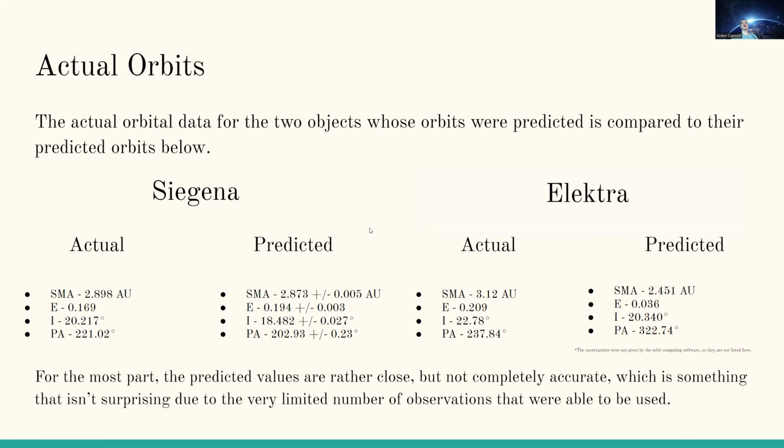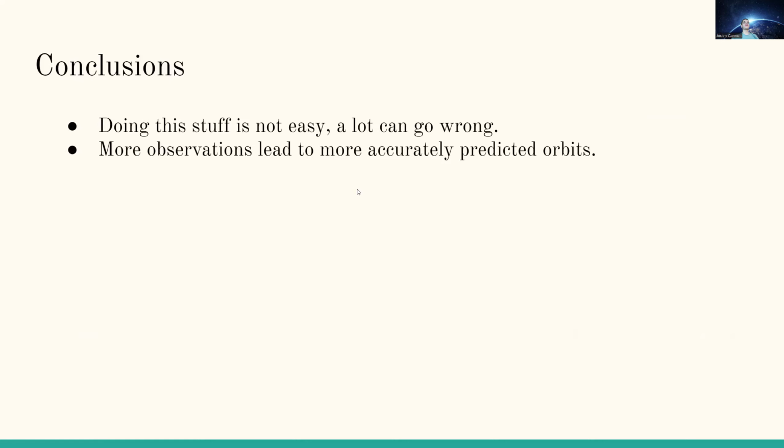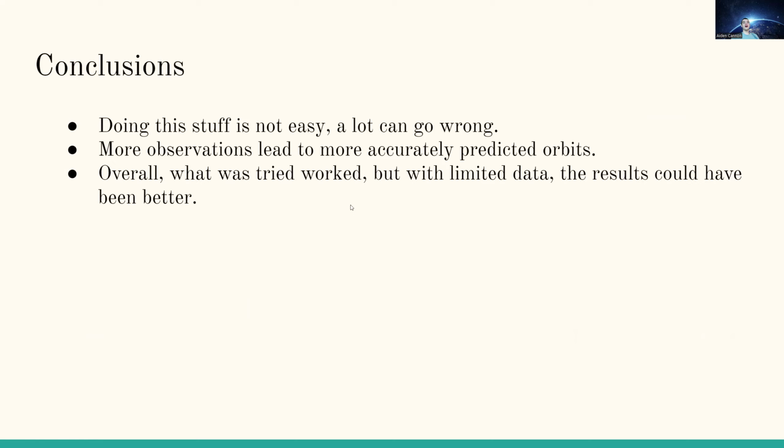It's not surprising. We had a very limited number of observations that we could use. So the conclusions: this is not easy. A lot can and will go wrong. We had a lot of problems involving weather, be that fog, rain, whatever, and sometimes the telescope didn't work and give good images. But in the end, more observations lead to more accurately predicted orbits. So what we tried did work, but with the limited data, results could have been better.